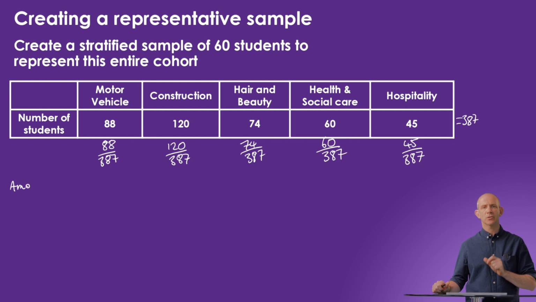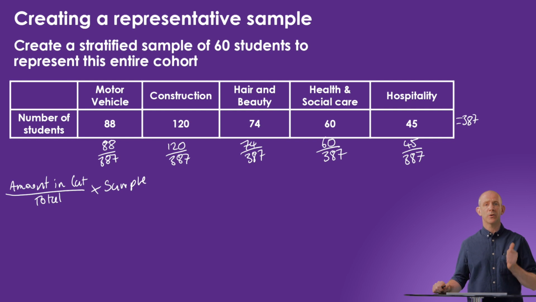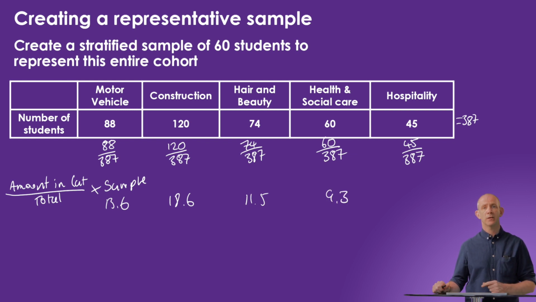Now we can use those fractions to calculate how many we will need from each group to make up our sample of 60. So we're going to multiply 60 by each of those fractions, which will mean that we'll get for motor vehicle 13.6 students, for construction 18.6, for the hair and beauty courses we'll get 11.5, for the health and social care 9.3, and for hospitality 6.97. Now obviously you can't have 0.6 or 0.5, in fact any decimal of a person, so we need to round these to the nearest whole number. So I'll do that now.